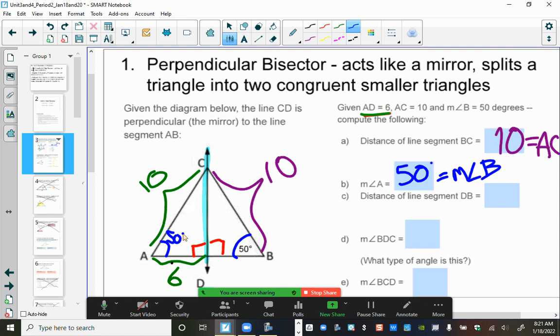Next one is going to be DB. DB is over here. DB reflects what side? AD. Good. Now, do we know what AD measures? So if AD measures 6, then DB must also measure 6. There we go.